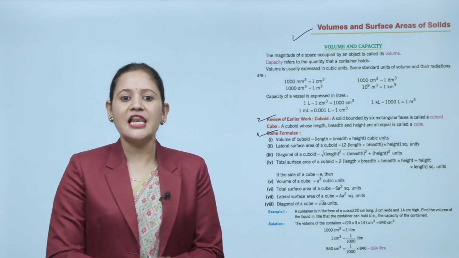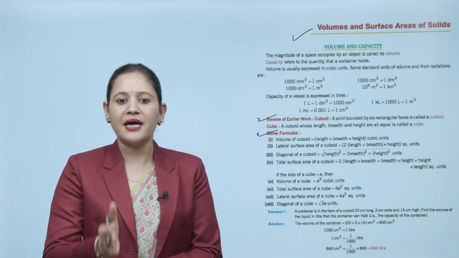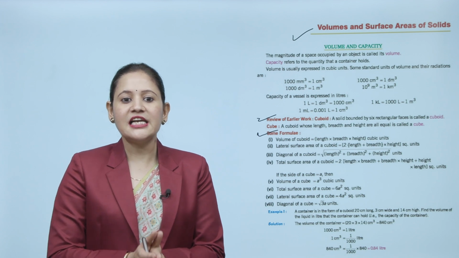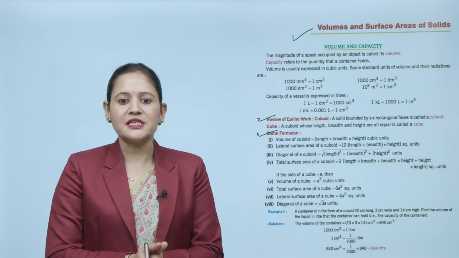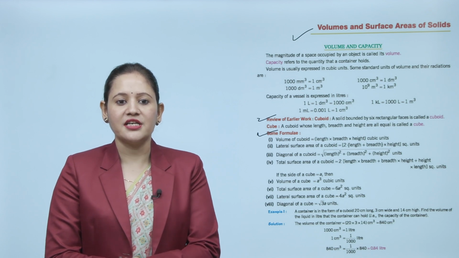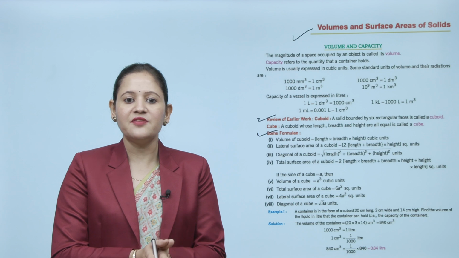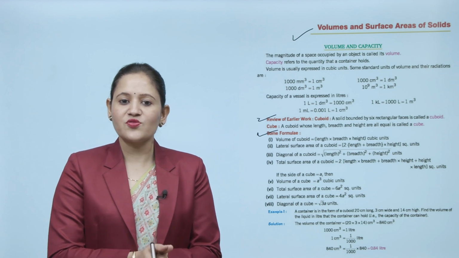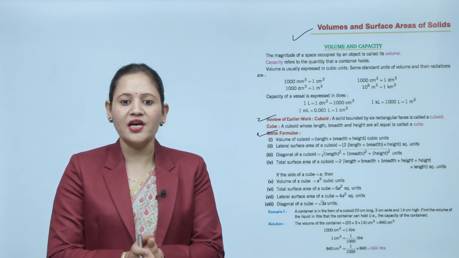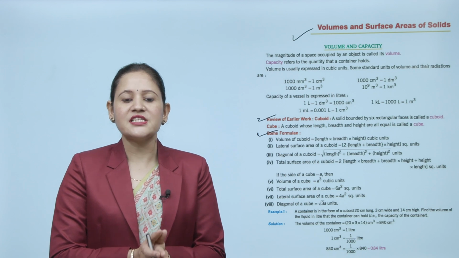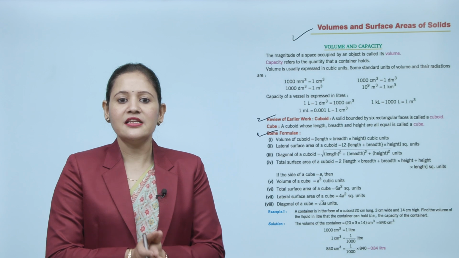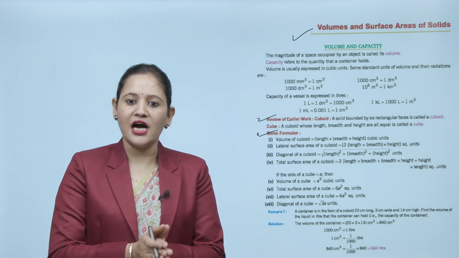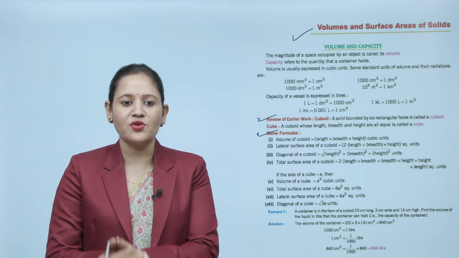Volume of cuboid is length multiplied by breadth multiplied by height cubic unit. Lateral surface area of cuboid is 2 times (length plus breadth) into height square unit. Diagonal of cuboid is root of length square plus breadth square plus height square unit. Total surface area of cuboid is 2 multiplied by (length into breadth plus breadth into height plus height into length) square unit.